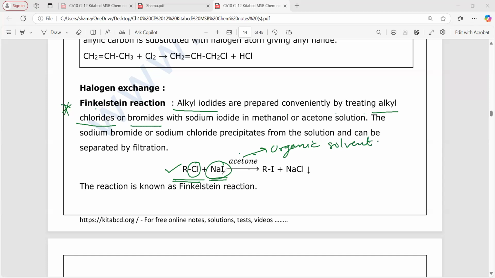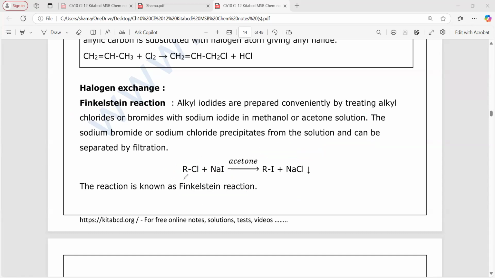Now what happened? The chlorine has been replaced by iodine and the sodium will take this Cl to form NaCl. As the solvent is organic, this ionic compound does not dissolve in it and forms a precipitate, PPT. That can be separated by the simple filtration technique. And this reaction is called the Finkelstein reaction. This is a name reaction.